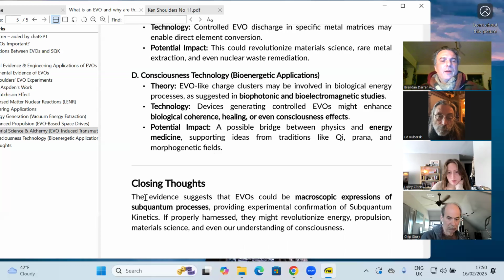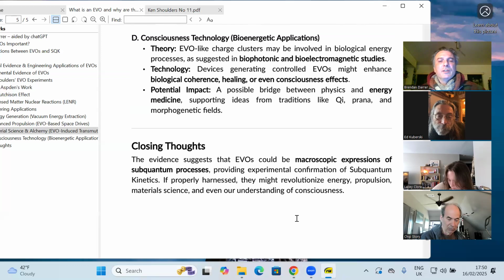Closing thoughts: the evidence suggests that EVOs could be macroscopic expressions of subquantum processes, providing experimental confirmation of subquantum kinetics. If properly harnessed, they could revolutionize energy, propulsion, material science, and even our understanding of consciousness.